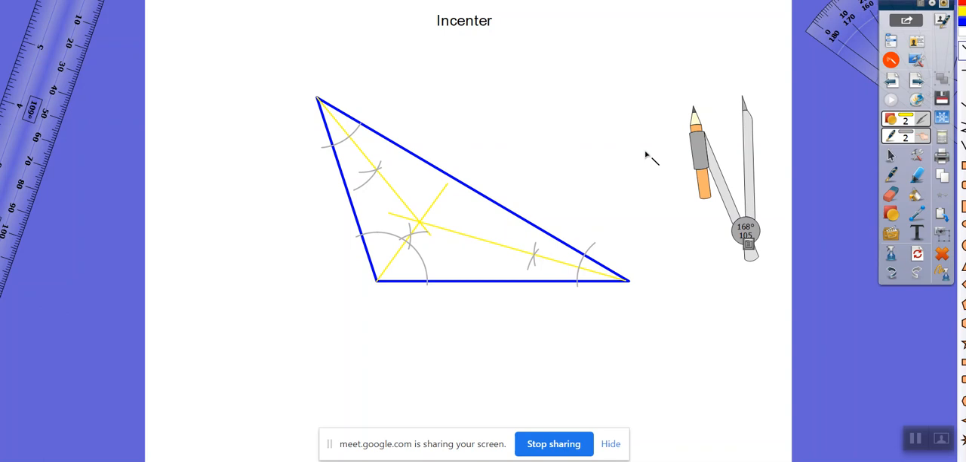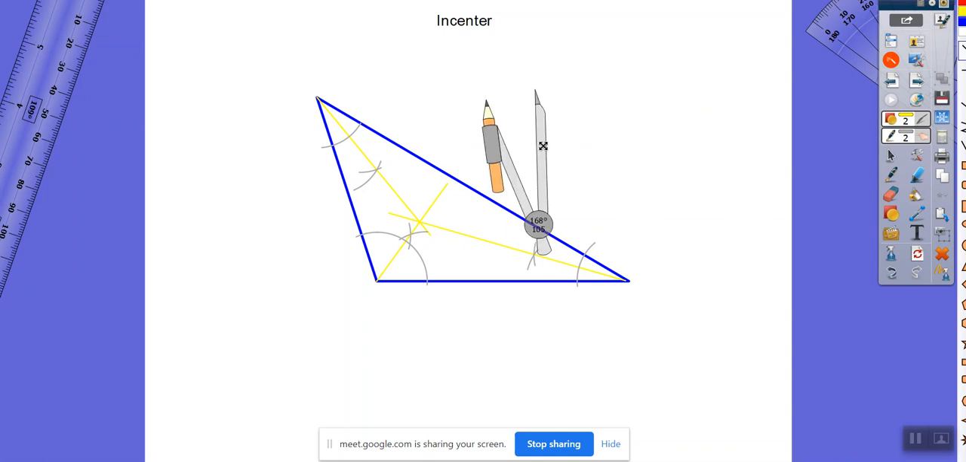All right, so has everyone found their point of concurrency? You mean incenter? The point of concurrency in this case will be the incenter, yes. Sorry, I was using a slightly more global vocabulary word for this point.